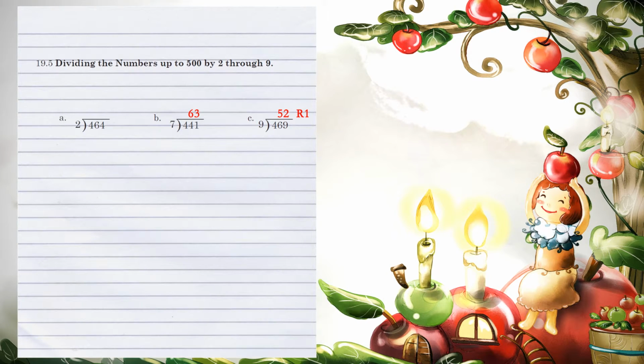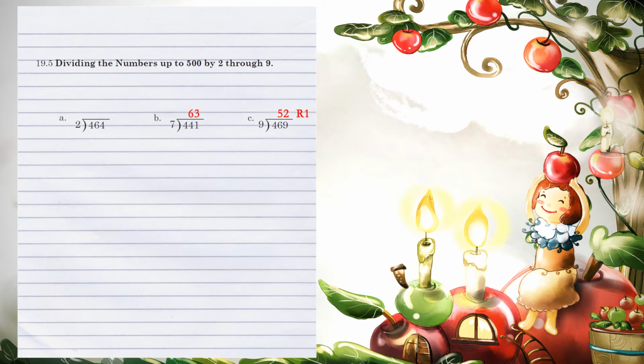Unit 19.5, dividing the numbers up to 500 by 2 through 9. Let's look at example A. 2 can go into 4 2 times. 2 times 2 is 4. We want to subtract. 4 minus 4 is 0. Bring down the next number, which is 6. 2 can go into 6 3 times. 3 times 2 is 6.